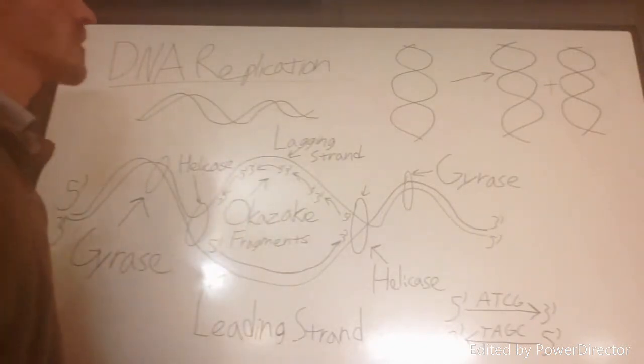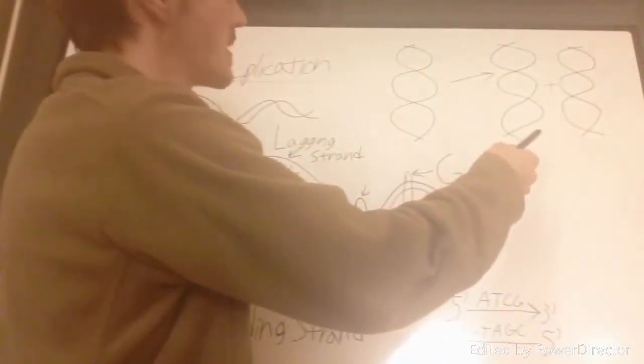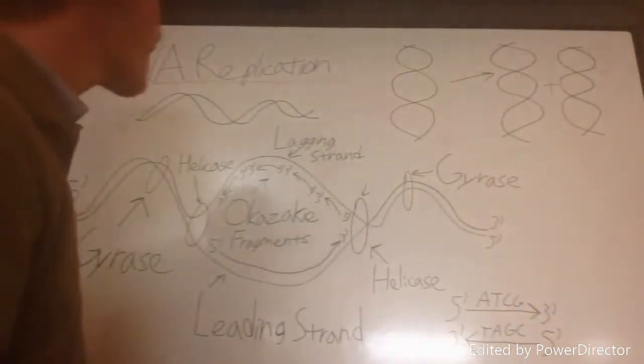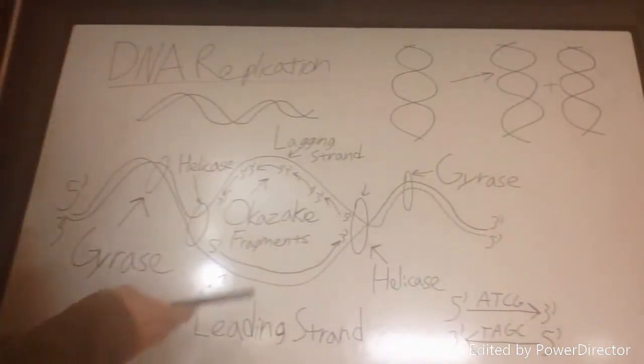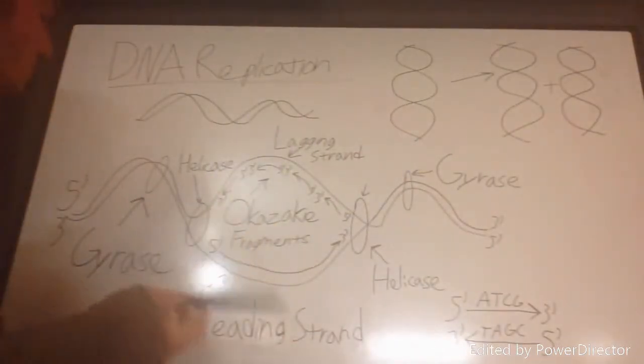DNA replication is where we take a double strand of DNA and convert it into two complementary strands of exactly the same DNA. Now to do this, we need to know a few facts about DNA. DNA is read from 5' to 3'. And since it's a double helix, we have two strands.